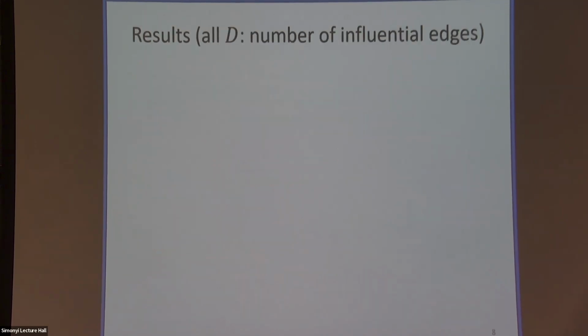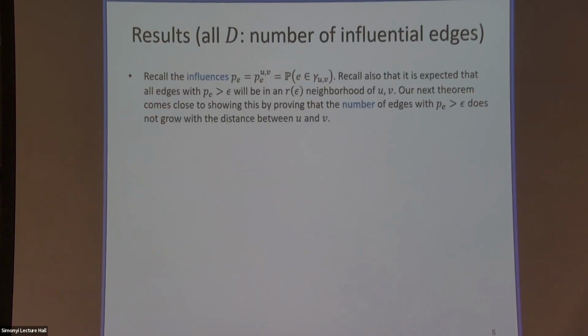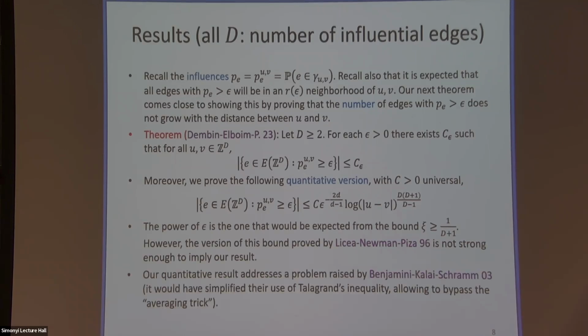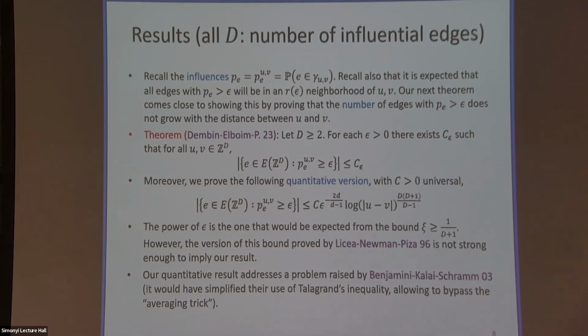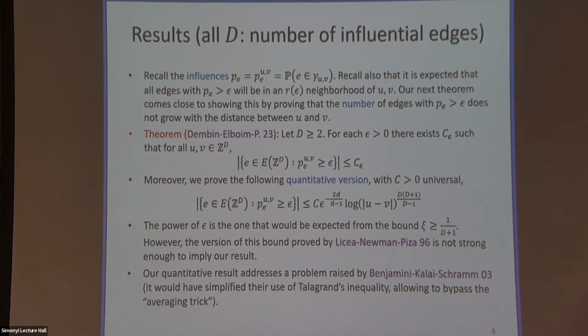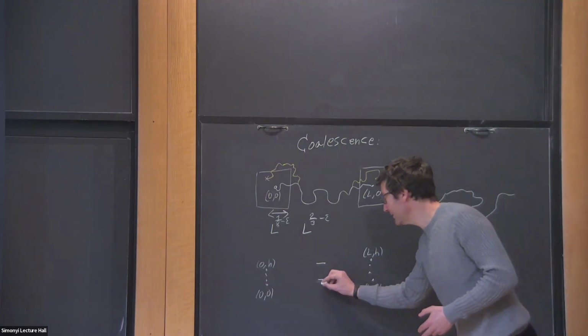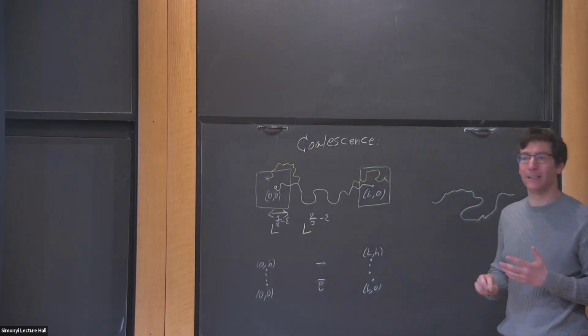Okay, and this is the result that I will tell you something about, the number of influential edges. This is a paper we put out a bit later. Okay, and then let me explain it on the board instead of on the slides. Another thing you could ask, the Binyamini-Kalai-Schramm problem, asks whether you pass through this specific mid-edge.